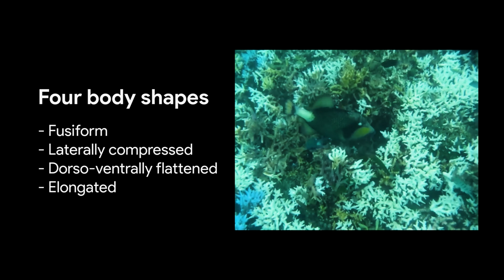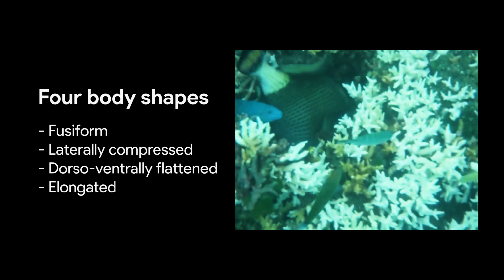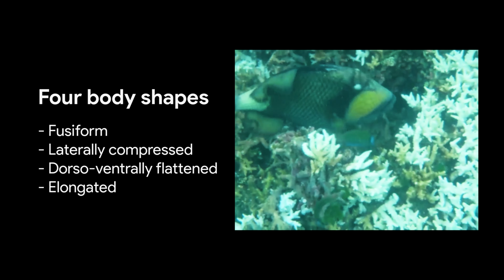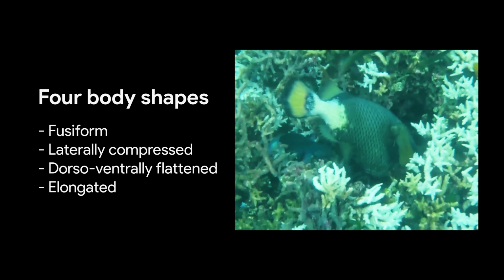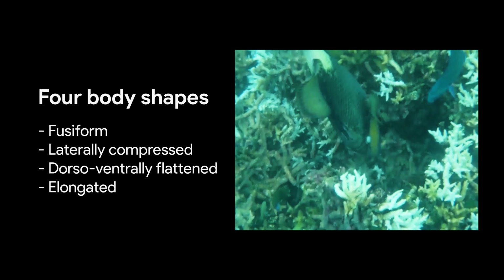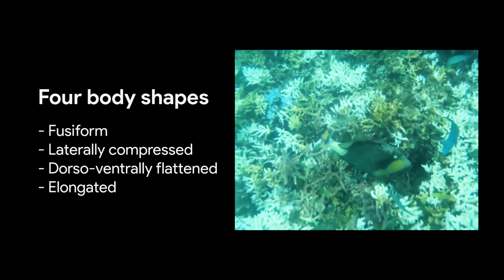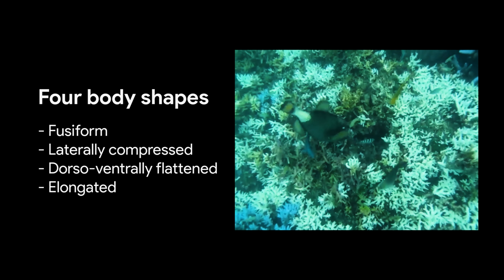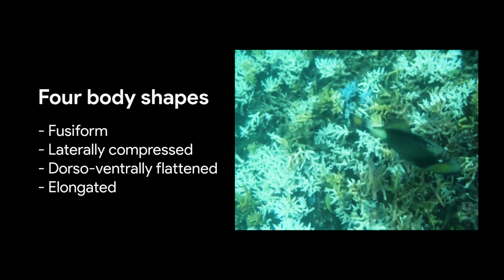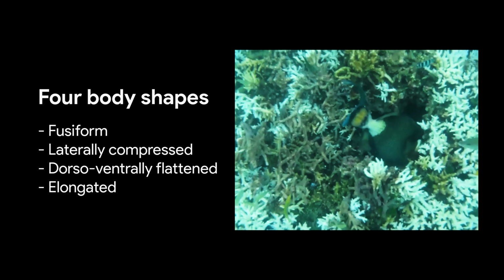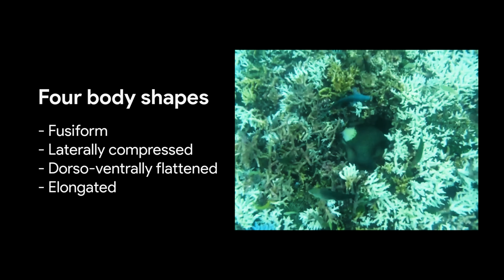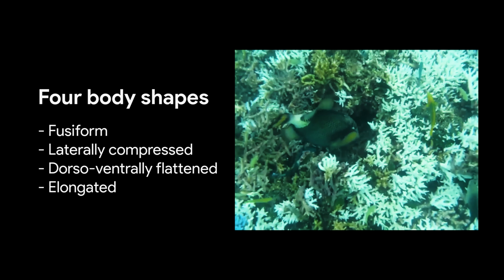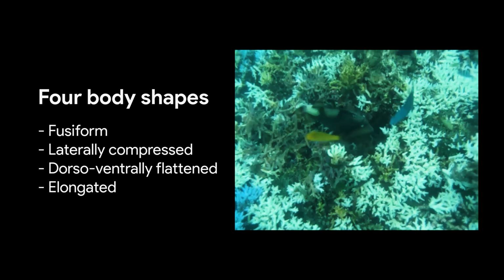Bony fish have four basic body shapes determined usually by their habitat. The fusiform body shape is rounded and tapering at both ends. The laterally compressed shape is narrow in width in relation to its height. The depressed or dorsoventrally flattened body is flattened from the top to the bottom. The elongated body shape is horizontally elongated.